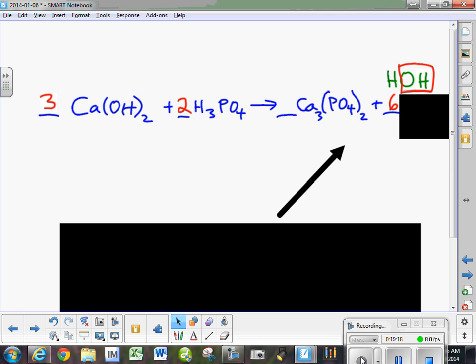Let's check it out. Okay, we'll put a 1 here after we check it out, though. Calcium's on the left. How many? 3. On the right? 3. Good. Hydroxide's on the left: 3 times 2, 6. Hydroxide's up here: 6 because of this. Good. Hydrogen's on the left: 6, 3 times 2. And how many hydrogens here? 6. Okay, we're done. Phosphate. 2 phosphates. 2 phosphates. So now we can go ahead and put our 1 here. Yeah, good?